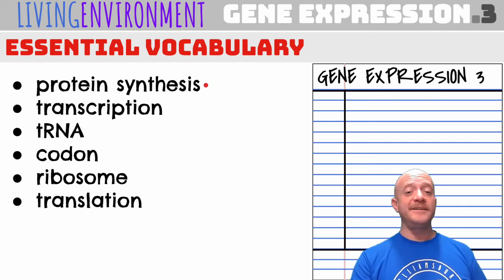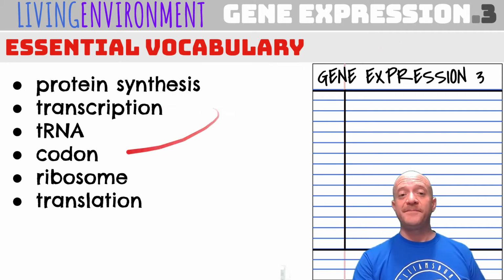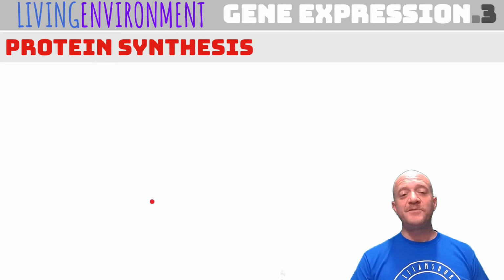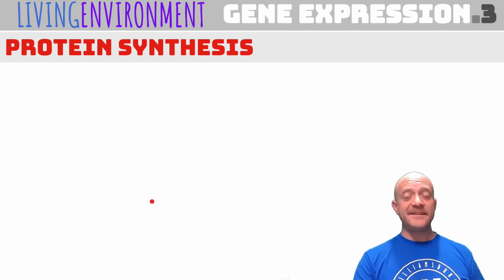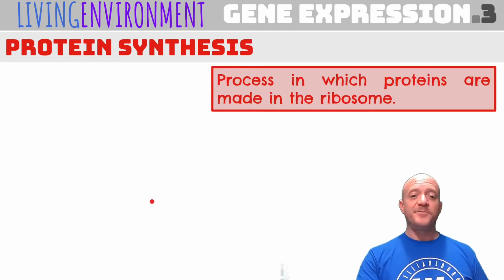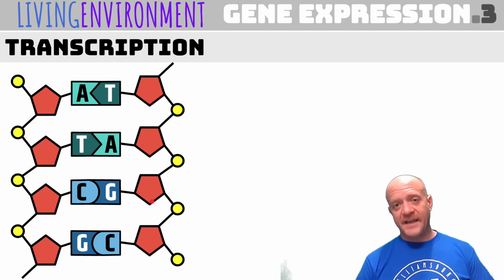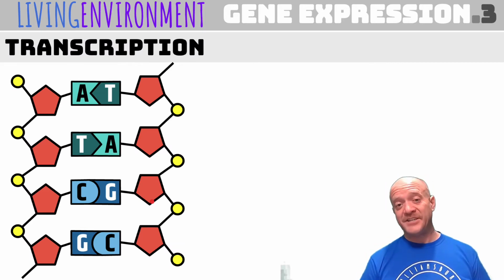The vocabulary is protein synthesis, transcription, tRNA, codon, ribosome, and translation. So protein synthesis, remember that synthesis means to put together. So protein synthesis is simply the process in which proteins are made in the ribosome, or put together. So it involves a couple of steps. We have transcription and translation.